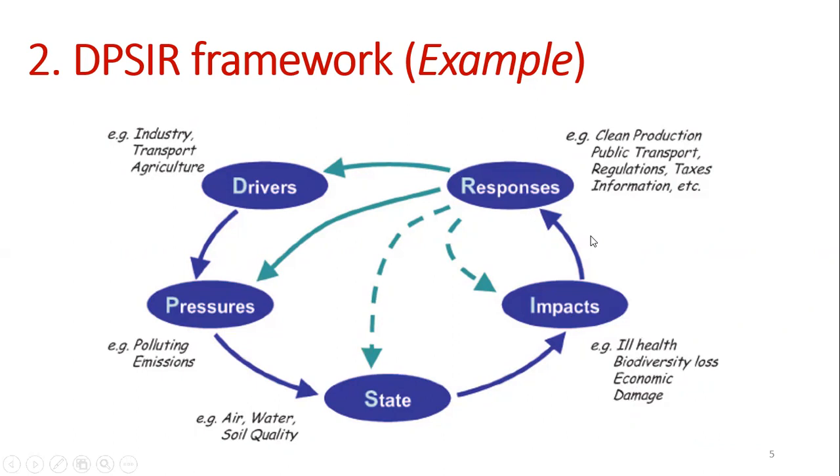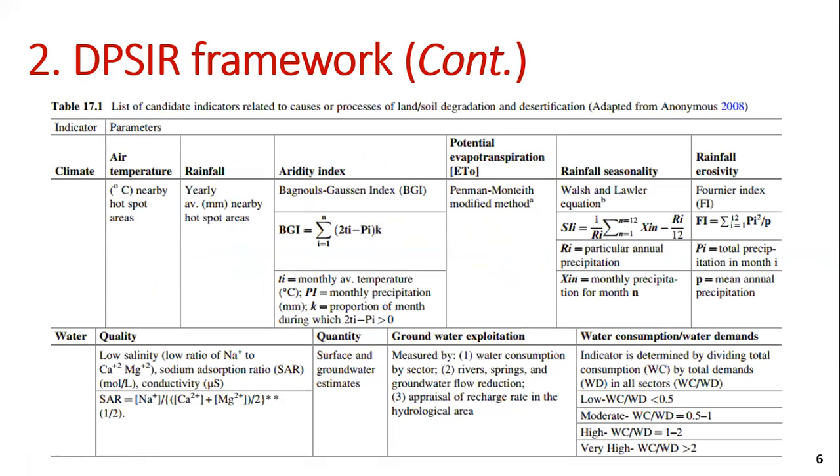Our response can focus on one of these aspects. It can, for example, focus on the pressure, like producing a clean product, or improving public transportation to use clean energy, or implementing taxes. And then you can see exactly what happens to the drivers or the pressure. So these things are actually in a continuous cycle. Now let's look deeper at this type of framework.